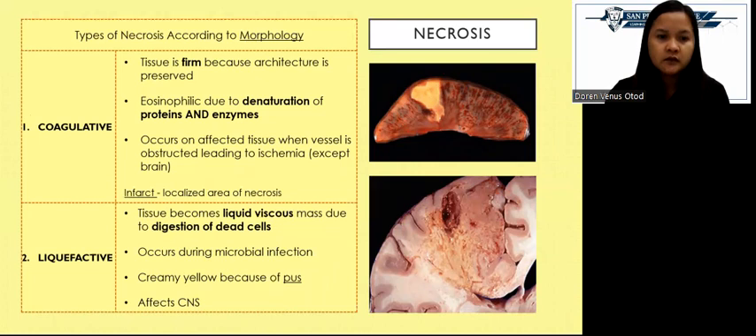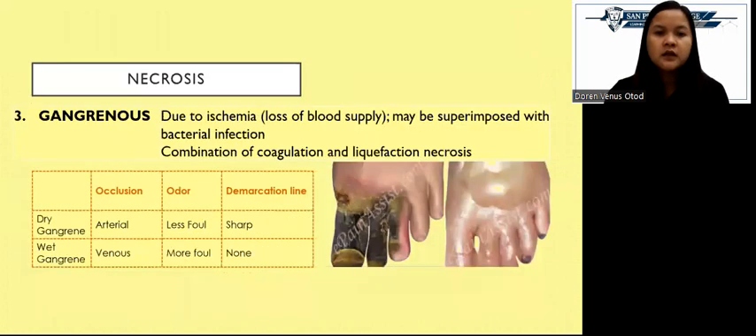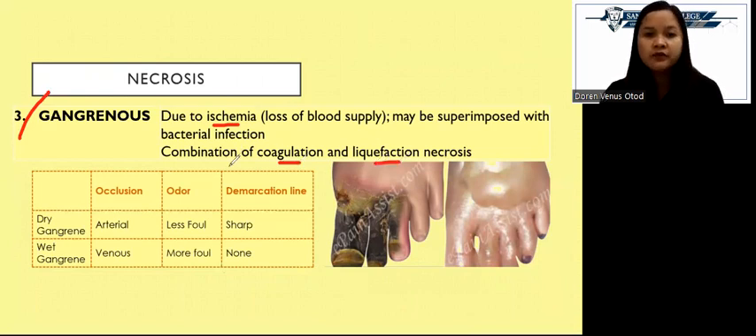And then the next one is we have the gangrenous necrosis. So this is considered as a massive tissue death. The reason for this one, or the main cause of this one, is ischemia. So this may be superimposed with bacterial infection. So coagulation plus liquefaction, this can result in a gangrenous type of necrosis.